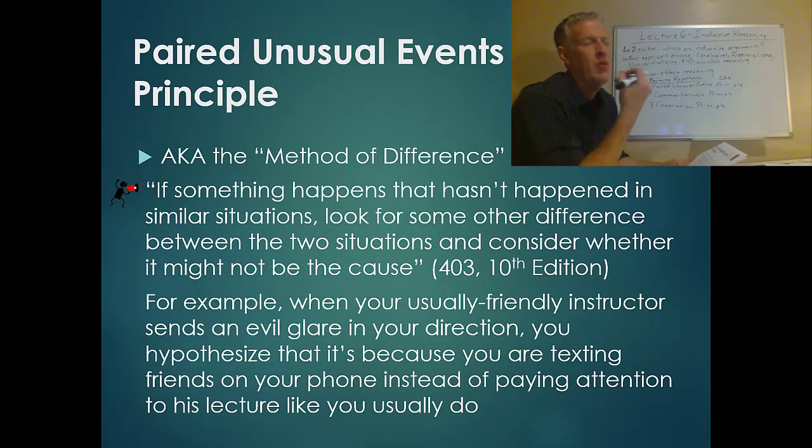But what is this? Well, as they define it in the 10th edition, page 403, what sort of principle is at play here? Think of it like this. Quote, if something happens that hasn't happened in similar situations, look for some other difference between the two situations and consider whether it might not be the cause. End quote. Makes sense, right?